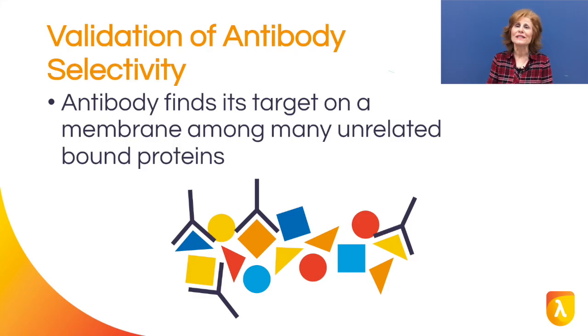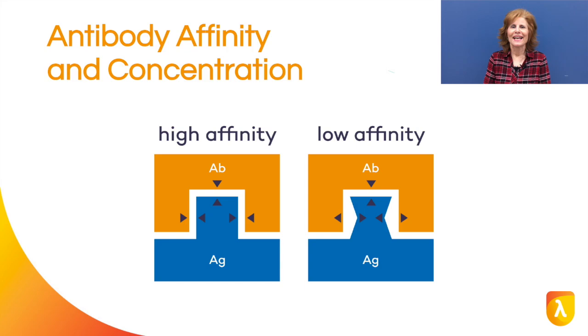Now that we have looked at the different options for your primary antibody specificity, we can move on to validating selectivity. The selectivity of an antibody within the context of a Western blot means that the antibody finds its target in the presence of many other proteins in the same area on the membrane. An antibody is considered sufficiently sensitive if it can detect its antigen with high affinity at low working concentrations.